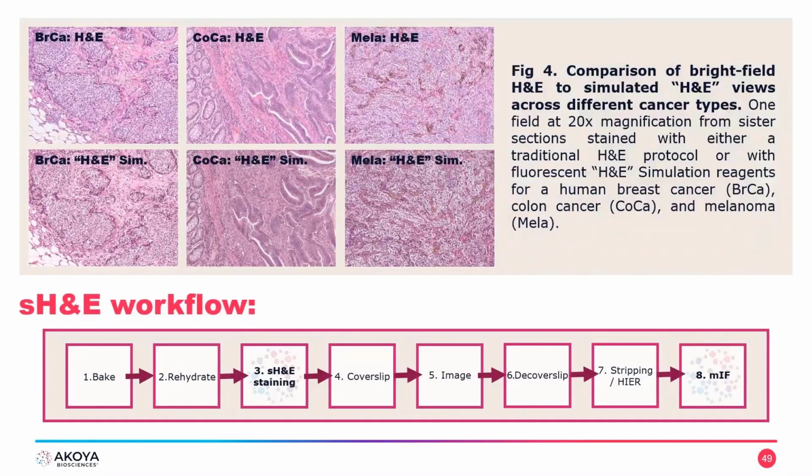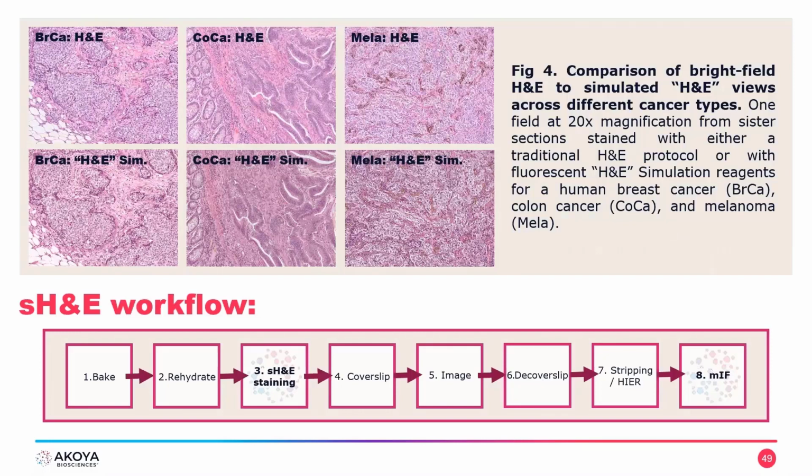And this figure just demonstrates the versatility of this stain. I've provided 3 different human cancer samples stained with traditional H&E. Along the top, you can see a breast cancer sample followed by, again, a colon cancer sample and a melanoma, and then the respective SH&E colorized bright field overlaid images for sister sections from the same samples right along the bottom there.